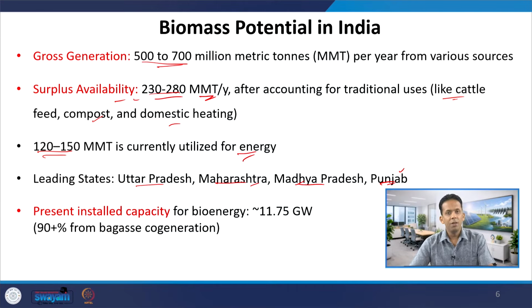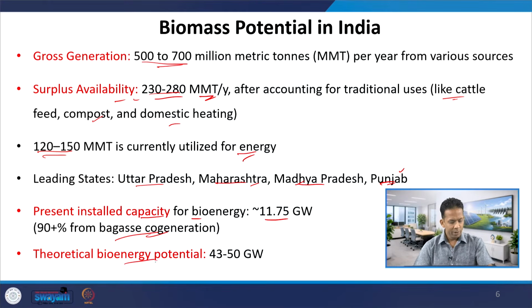So, when it is concerning power generation, the present installed capacity for bioenergy is around 11.75 gigawatt in India, and more than 90% of this is actually coming from sugarcane bagasse cogeneration plants. In the sugar mills, typically the energy which is required by the mills is self generated. They use the bagasse which is left after the juice is extracted, mainly in CHP, like combined heat and power plants. So, they are able to produce heat and generate some power.